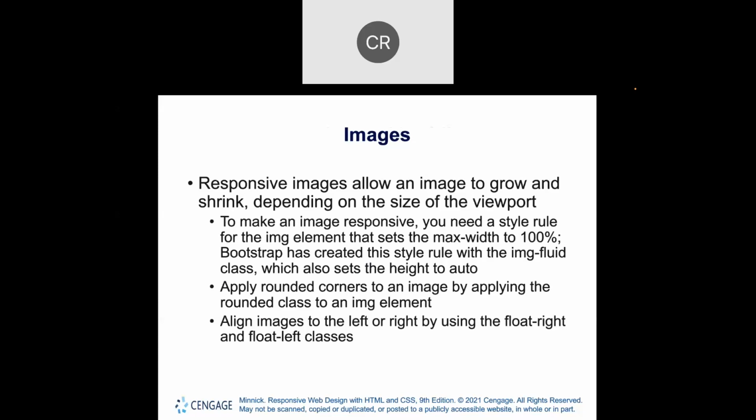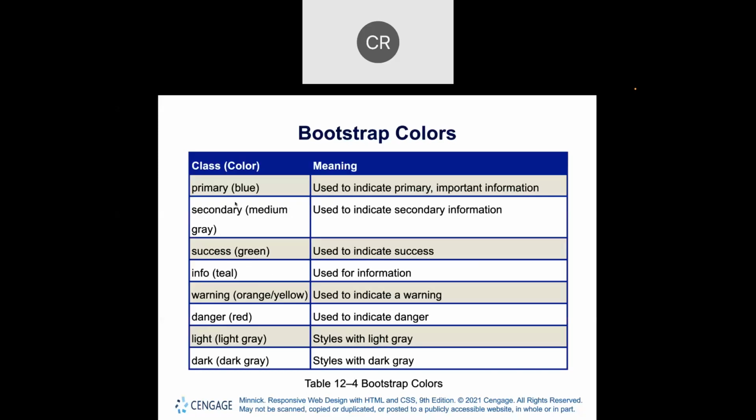You want to apply the rounded corners to the image by applying the rounded class to the image element. You've learned that as border radius. That's the term for that one. And then align images to the left or right by using float right or float left.